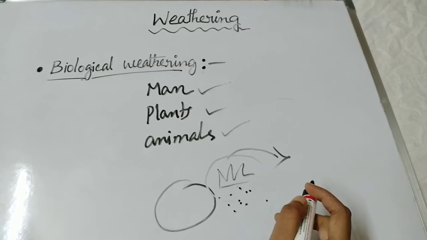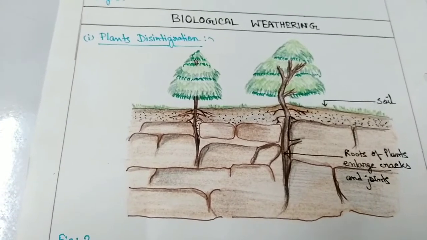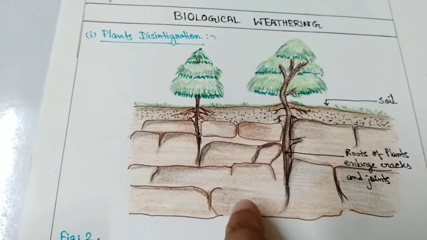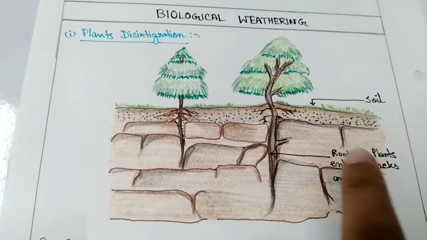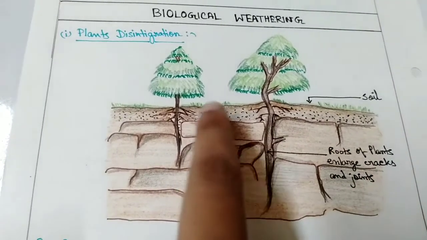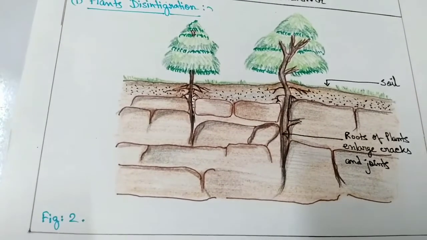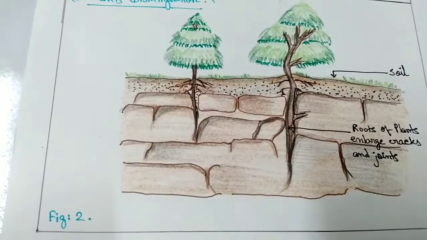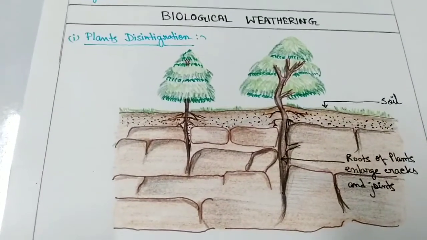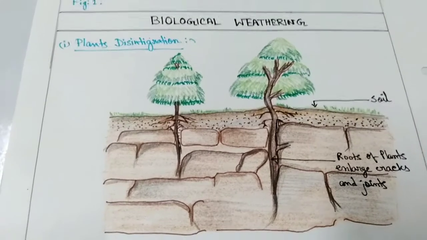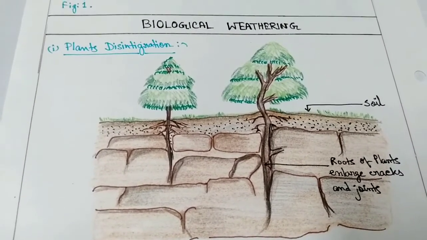Now I am going to show you the diagram. As you can see in this diagram, the roots of the trees go downwards through the cracks, and the soil becomes fertile through biological weathering. The roots of the plants enter the cracks and joints and go downwards, and the trees penetrate. In the limestone and marble region, they produce acids. These acids act on the carbonates and disintegrate them. As you can see in this diagram, I am also drawing it like this. So it is called biological weathering, and it is mainly the process of plant disintegration.